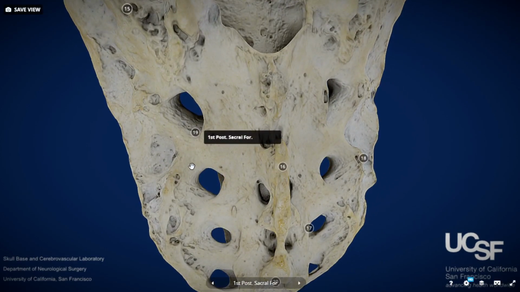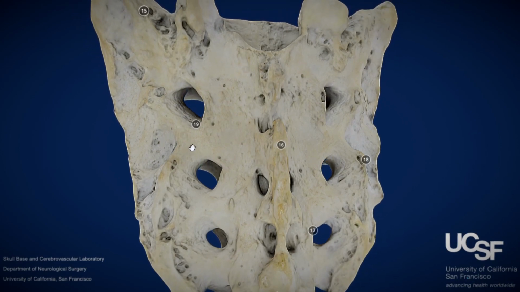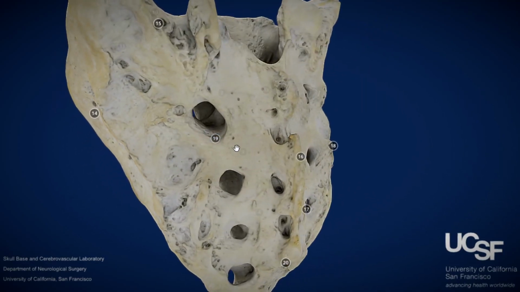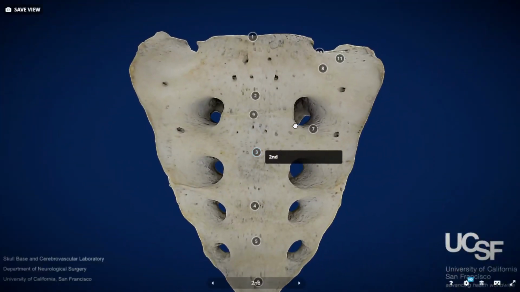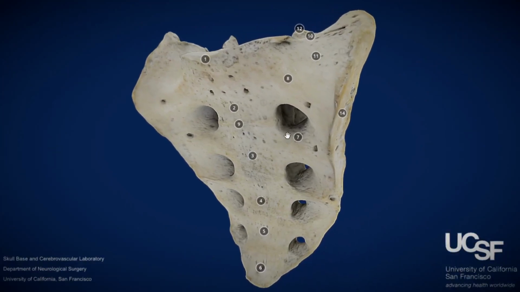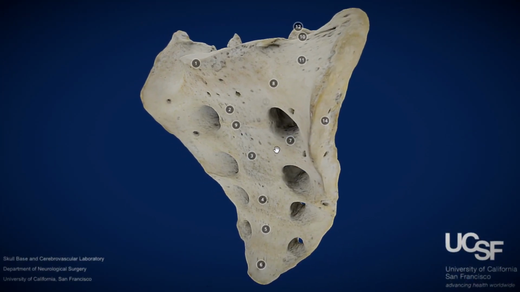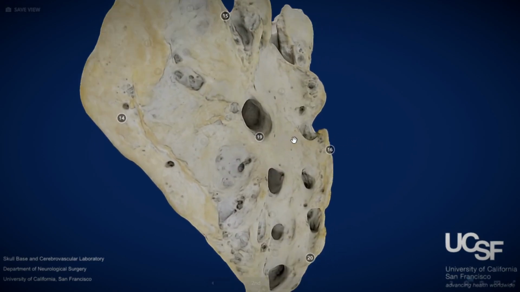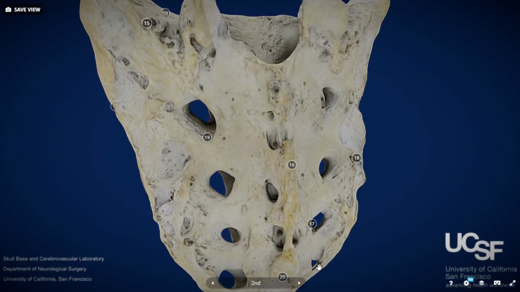We can also identify the posterior sacral foramina, which, as well as the anterior ones, are the place for the exit of neurovascular components. Anteriorly, the ventral nerves, and posteriorly, the dorsal nerves.